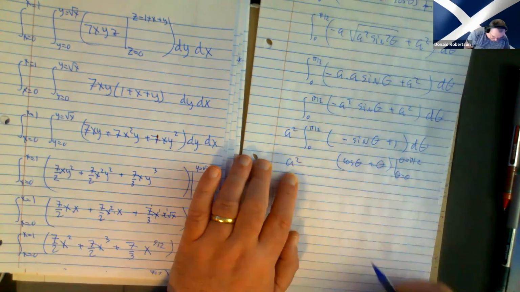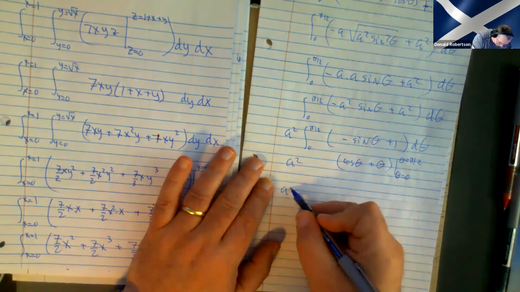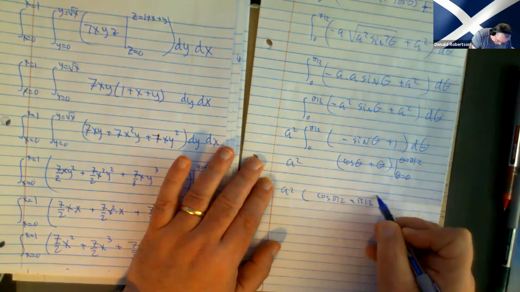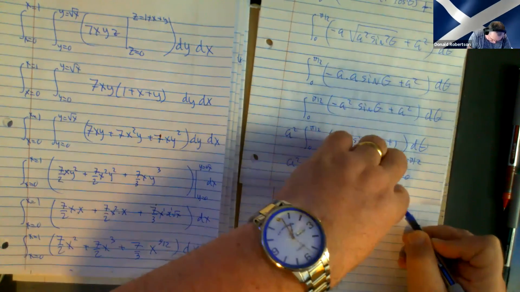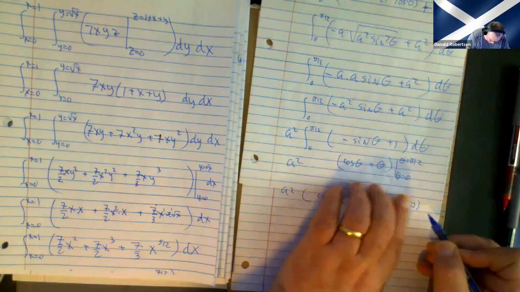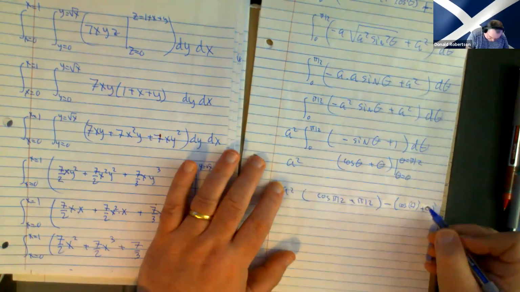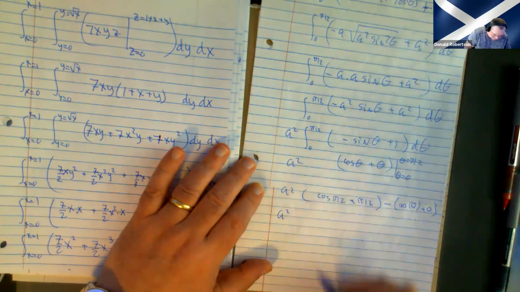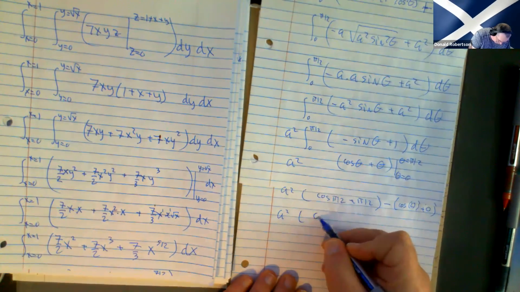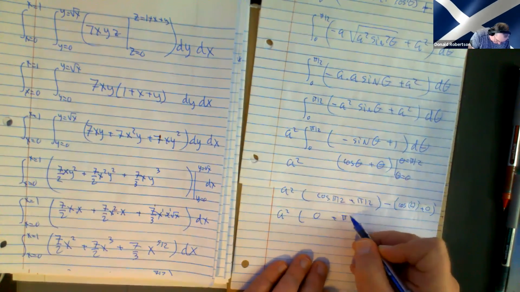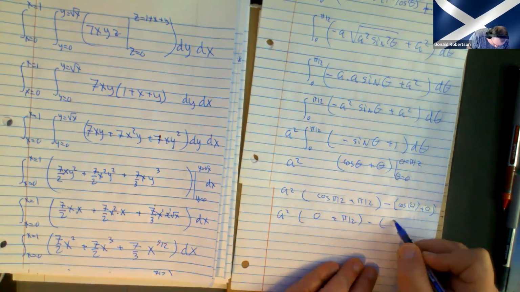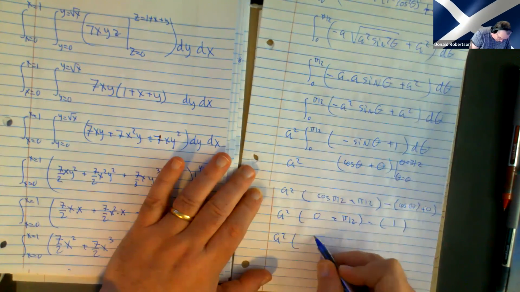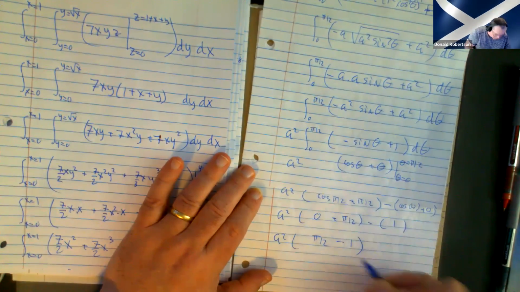I'm going to have an a squared out the front. So it's going to be the cosine of pi upon 2 plus pi upon 2, take away the cosine of 0 plus 0. Be comfortable with that? The cosine of pi upon 2 is 0, so I get that. The cosine of 0 is 1. So I now have a squared times pi upon 2, take away 1, which is the answer.